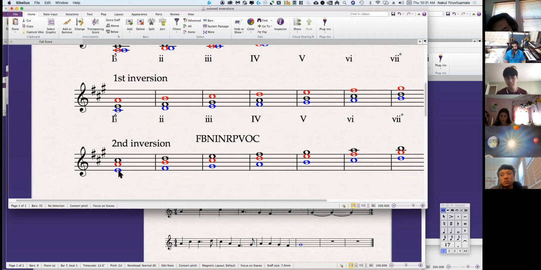It's important to know the bass to find the... It's important to find the root position version of the chord anyway, right?